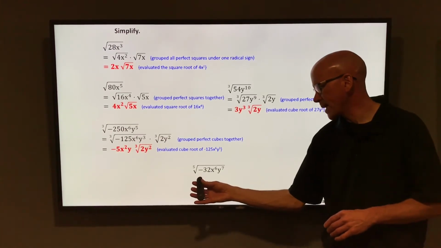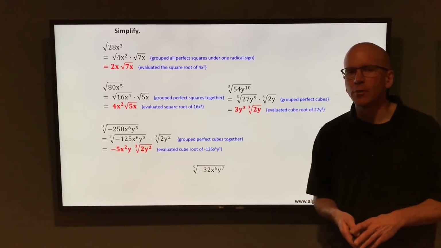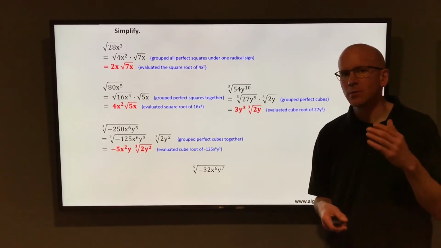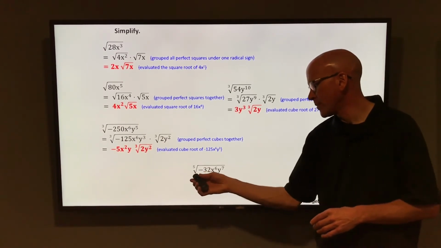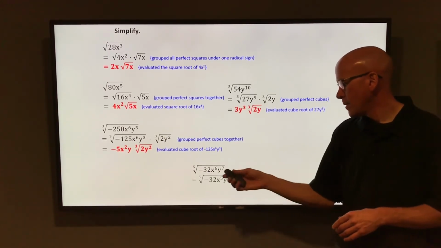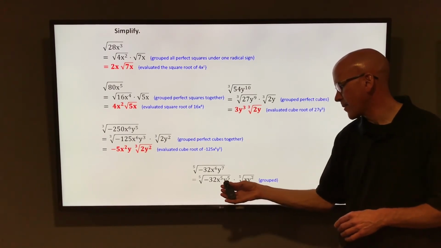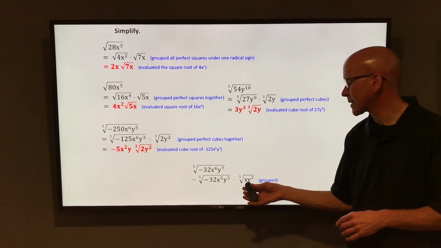And the fifth root of negative 32, x to the sixth, y to the seventh. You might want to try the fifth root of 32 on the calculator, see what happens. It's going to be 2. So the fifth root of negative 32 is actually going to be negative 2. So we're going to break that down into the fifth root of negative 32, x to the fifth, y to the fifth, times the fifth root of x, y squared.